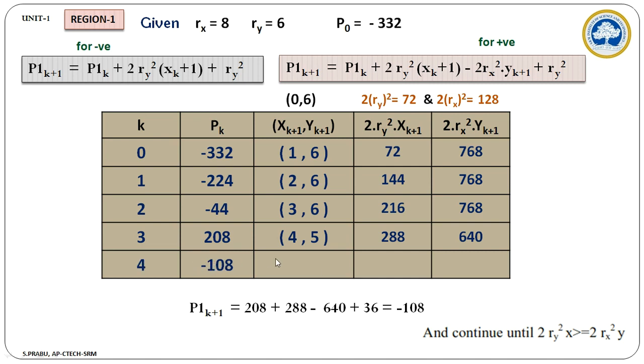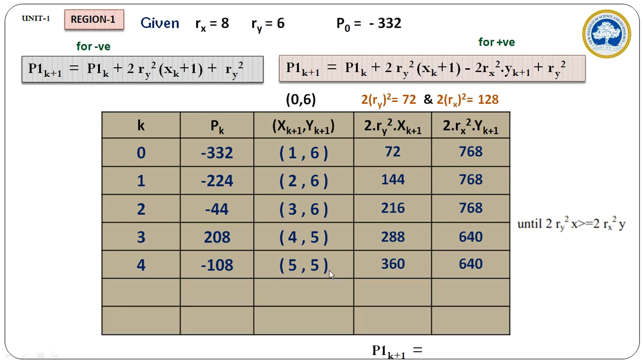So this is a negative value. So I just increment the x coordinate value and keep the same y coordinate value. And I find this term, that is 72 into 5, 360, then 128 into 5, 640. This calculation needs some more rows. So I expand this tabular column and calculate the next decision parameter. So this is a negative value.